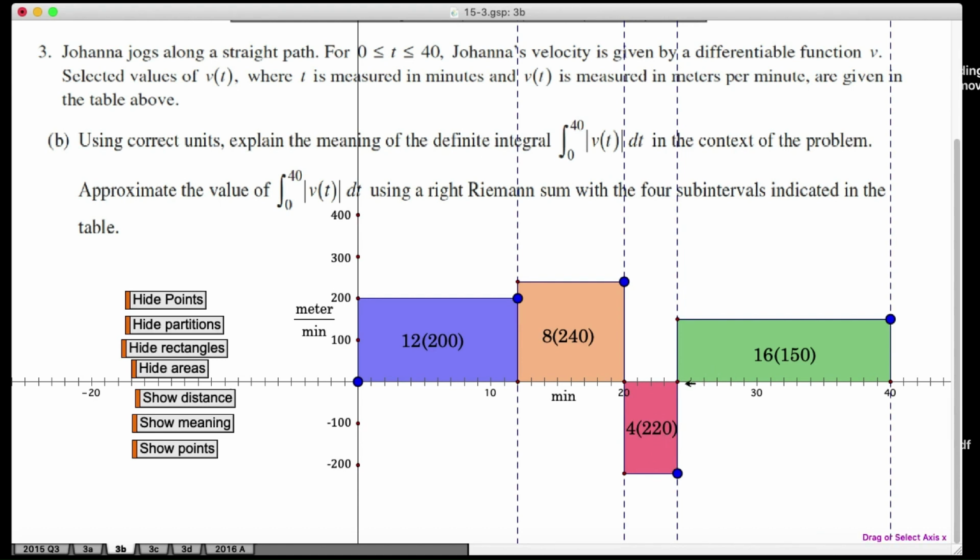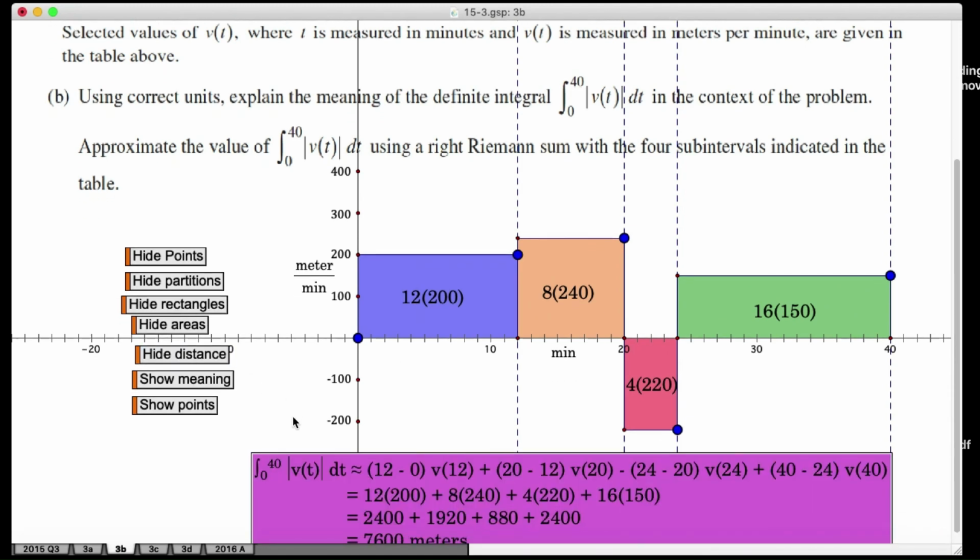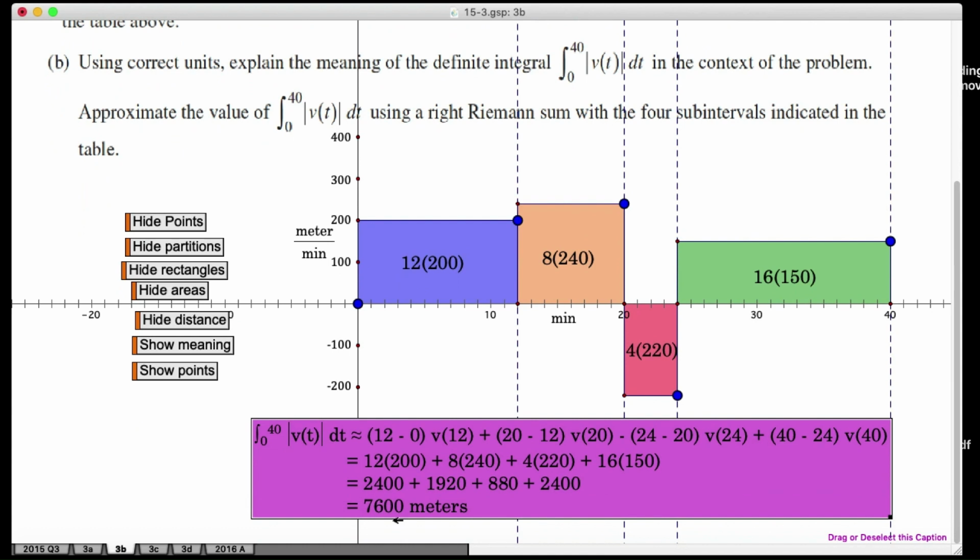And this one is going to be from 24 to 40, which is 16. The height is at 150. So we have to add up all those subintervals. And that would be what this is. And this is going to turn out to be 7,600 meters.